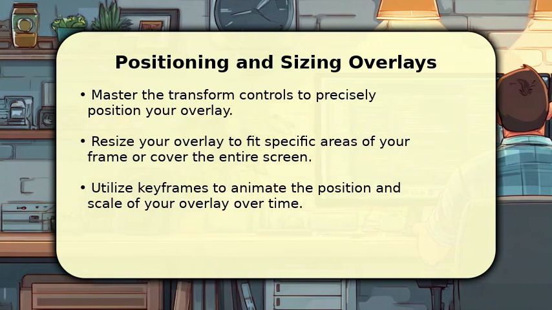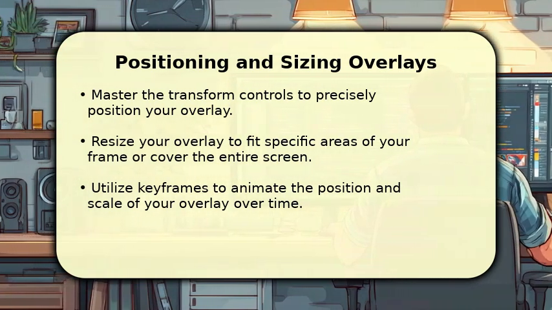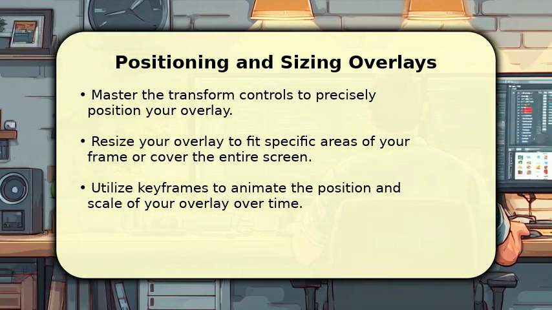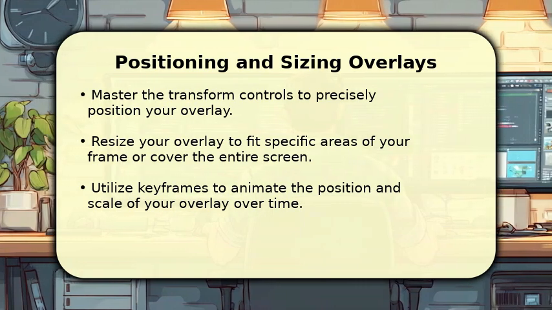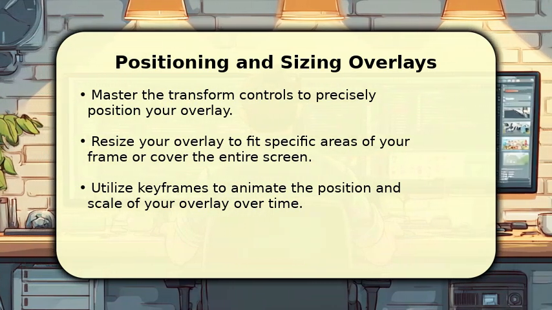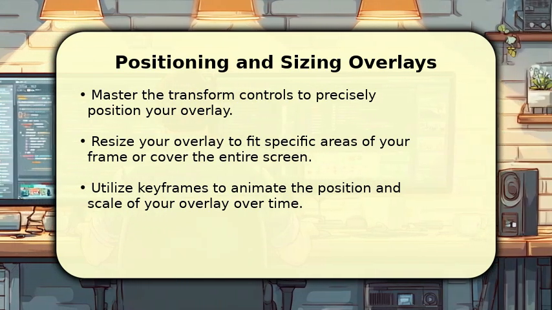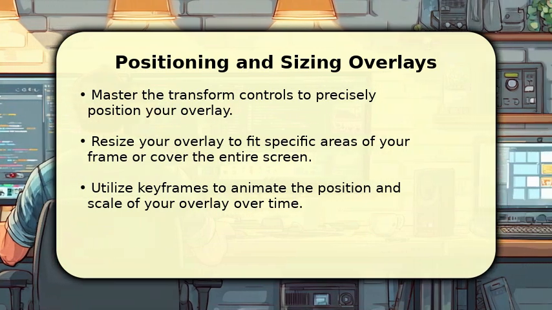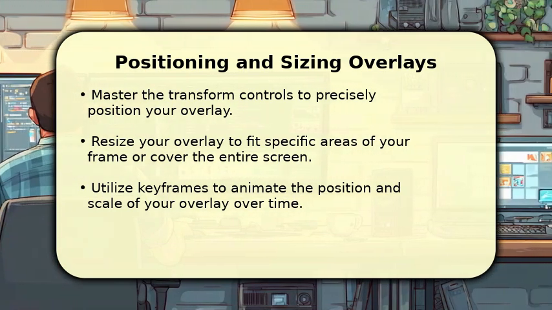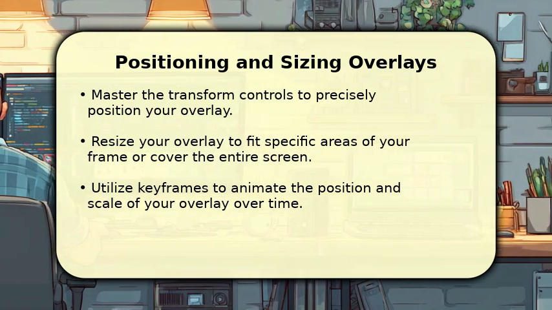In the Inspector's Transform section, use the position controls to move your overlay horizontally and vertically across the frame. Adjust the zoom slider to scale your overlay, making it larger or smaller, perhaps filling 2/3 of the screen or just a small corner. You can also rotate it using the rotation control. For dynamic effects, set keyframes on these parameters to animate the overlay's movement and size over time, creating engaging visual sequences.